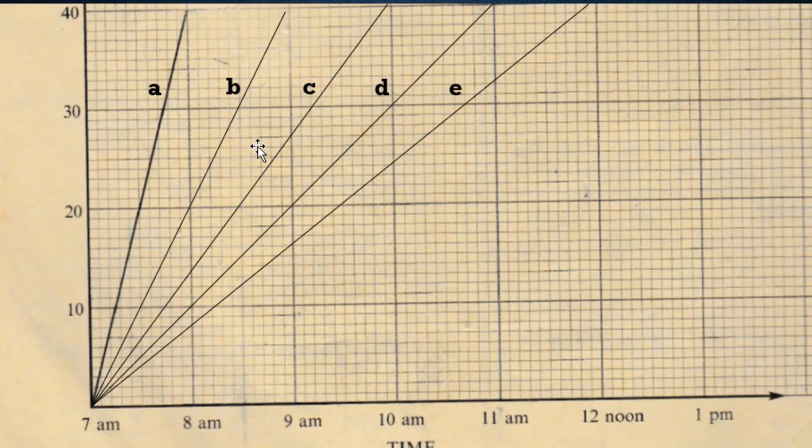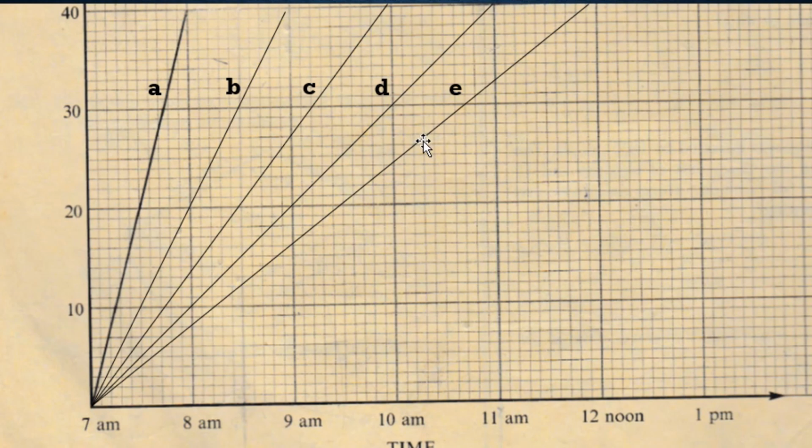Now from the next questions, I want us to look at questions which are used to compare speeds. But before we do that, I want us to go through this graph here, which has got line A, line B, line C, line D, and line E.